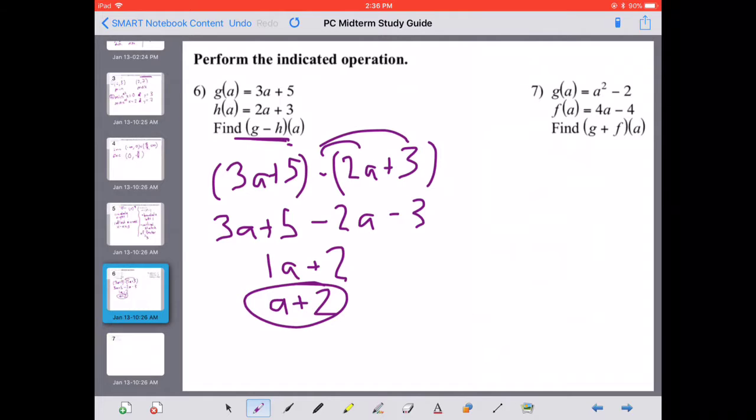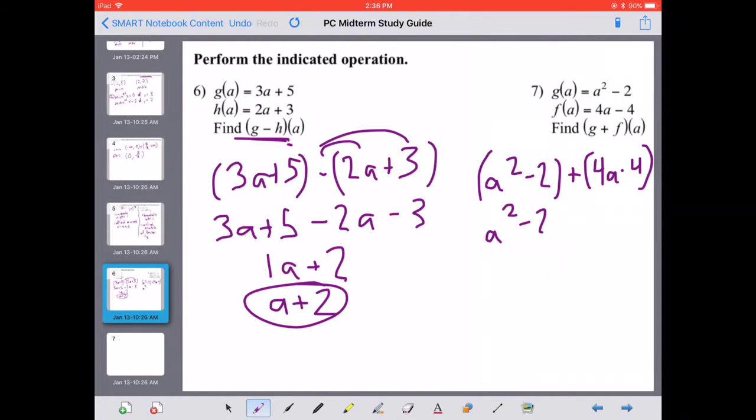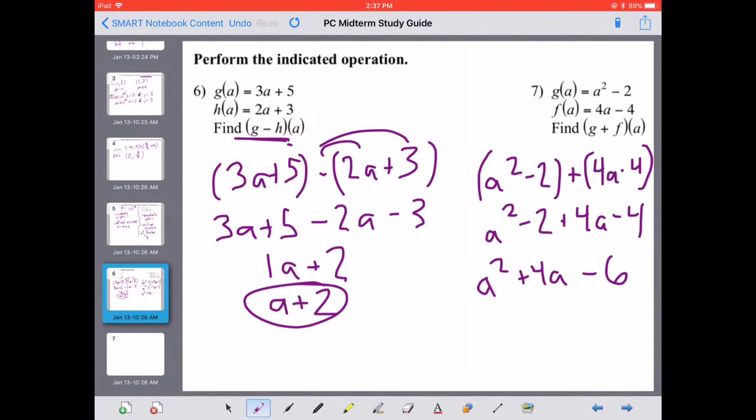If we do that same method over here, we should still use our parentheses, so we can be extra sure we're doing everything correctly. Now we really don't need to distribute that positive like how we showed it on the other side, because positives don't change anything. And now we can combine like terms. There's nothing like a squared, and there's nothing like 4a, but negative 2 and negative 4 are the same type of term, so we should get negative 6. So our final answer here is a squared plus 4a minus 6.